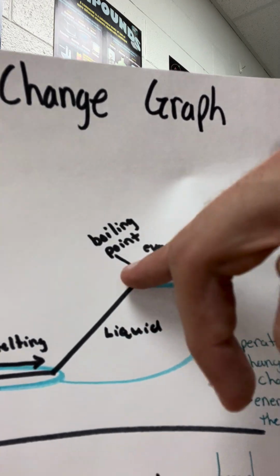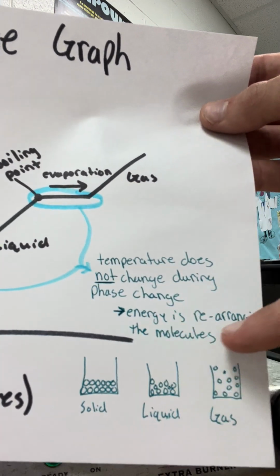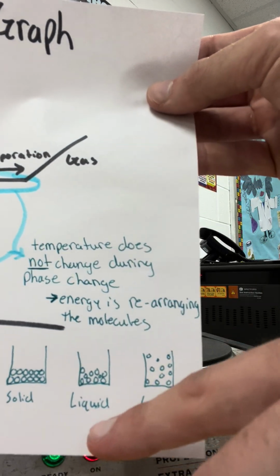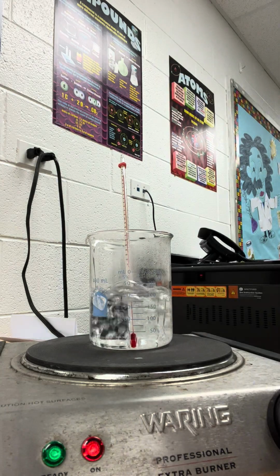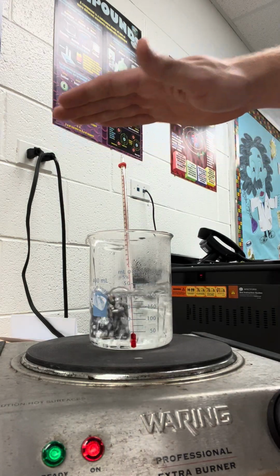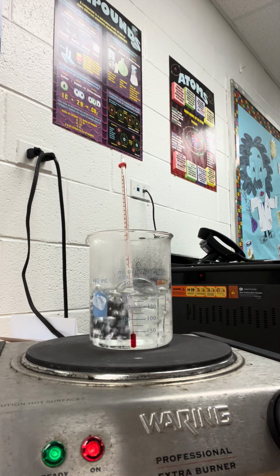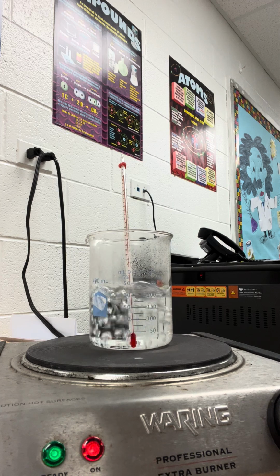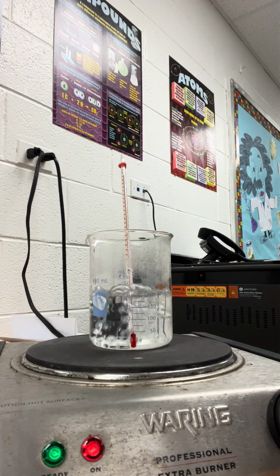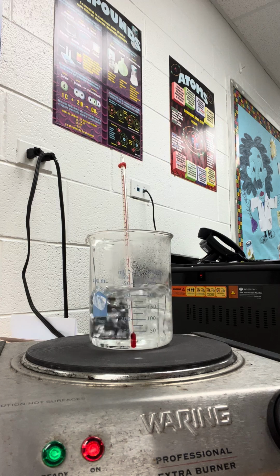So during this phase change, the temperature is not going to change because remember that energy is being used to rearrange the molecules from a liquid to a gas. So it's spreading out those molecules. So you can feel the steam coming out of the beaker being transformed from a liquid to a gas, known as evaporation or vaporization. So we are increasing the thermal energy of these molecules, transferring them from a liquid to a gas.